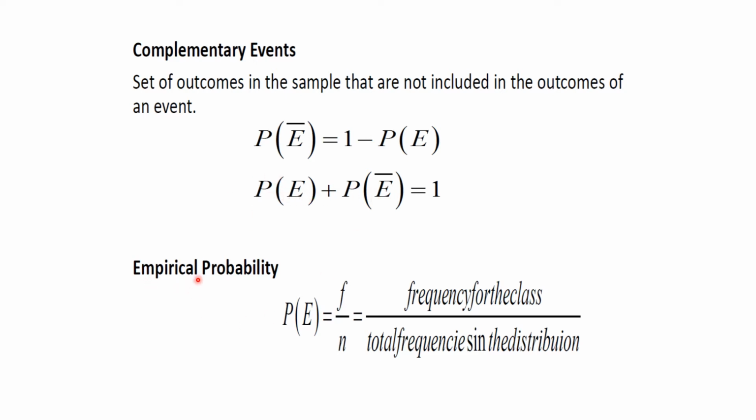Okay, so the normal probability that we always calculate is actually the empirical probability, which is f over n. Here f represents the frequency for the particular class, and n represents the total frequency in the distribution. So this is what you have been calculating all this while, and it's called the empirical probability.